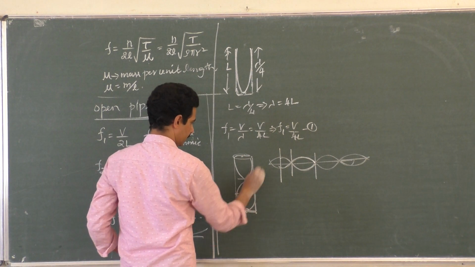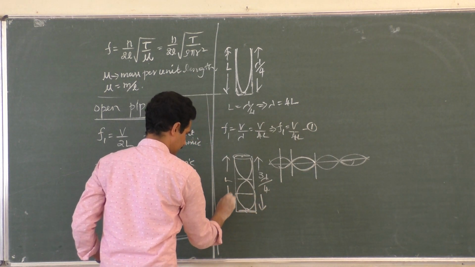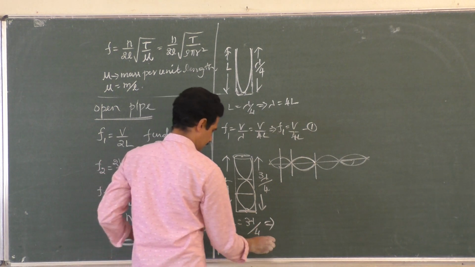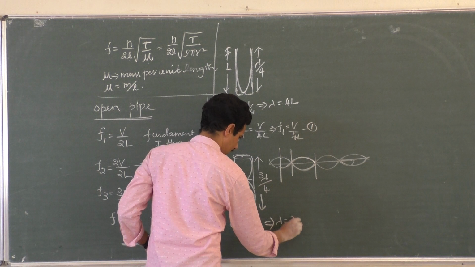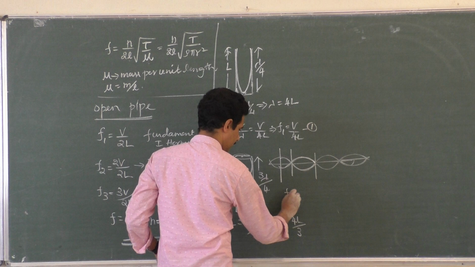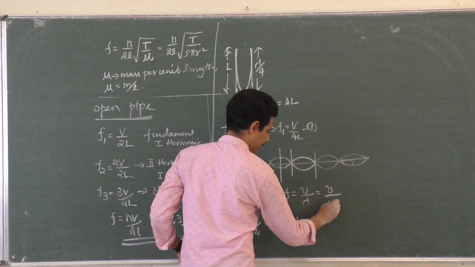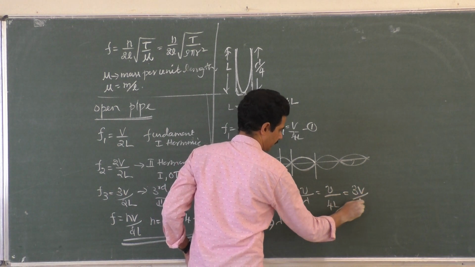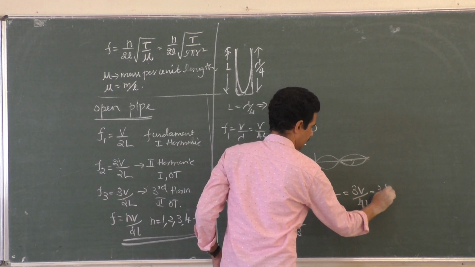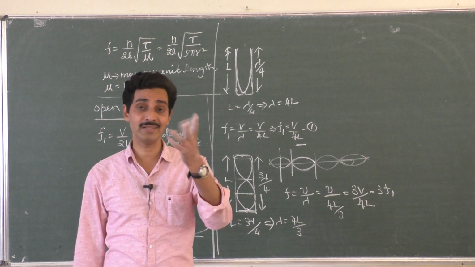Lambda by 4 from here to here. Lambda by 4, lambda by 4. 3 lambda by 4 is the length of the pipe. So the length of the pipe is 3 lambda by 4. What does it imply? Lambda is equal to 4L by 3. So what is the velocity of sound here? Frequency of sound, f equals v by lambda, v by 4L by 3, which is 3v by 4L. Did you get that? It is 3 times the fundamental. And that's why it is the third harmonic, not the second harmonic.